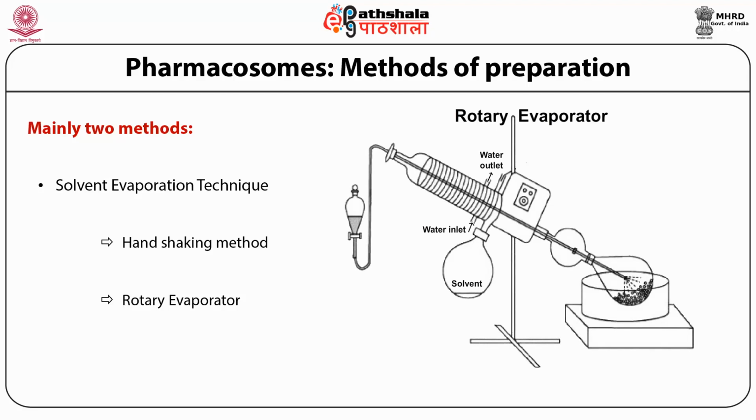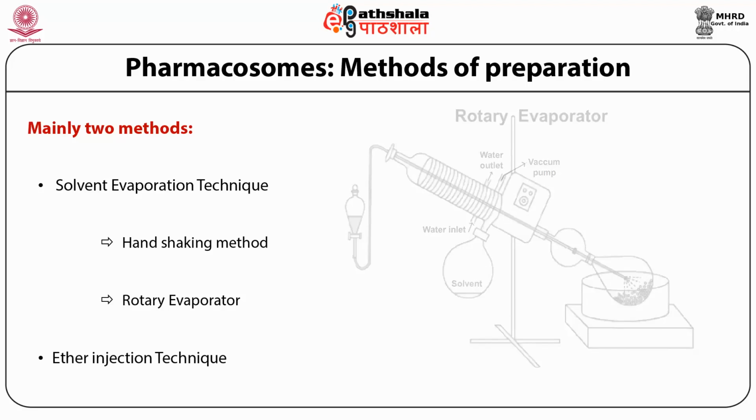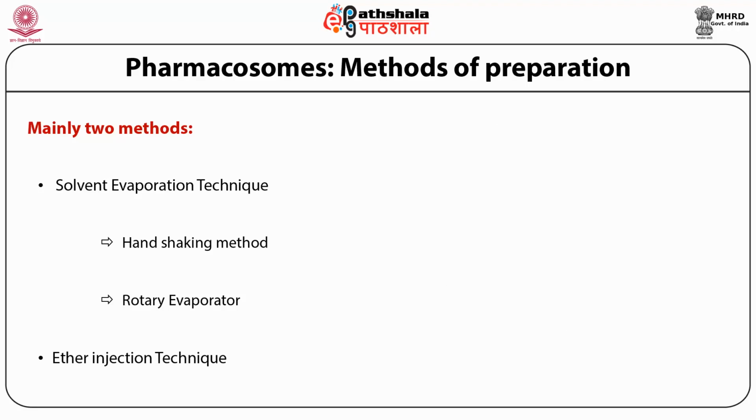Then the next technique is the ether injection technique. In this method, the drug lipid conjugate is dissolved in an organic solvent. Then this mixture is injected dropwise into a hot aqueous solution, resulting in the production of vesicles.